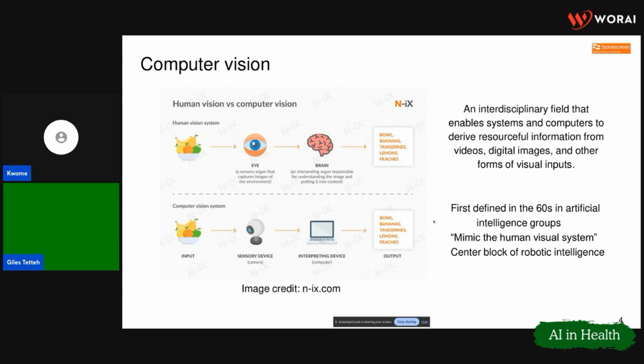Now, the first attempt to define computer vision, we can trace it back to the 60s. And then we will look at a letter that was written by the MIT summer group later when we move down.